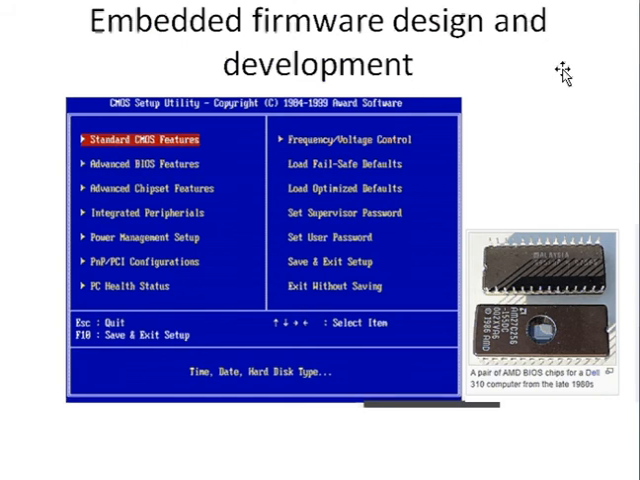6th sem ARM microcontroller and embedded system, Session 4, belonging to Module 4.